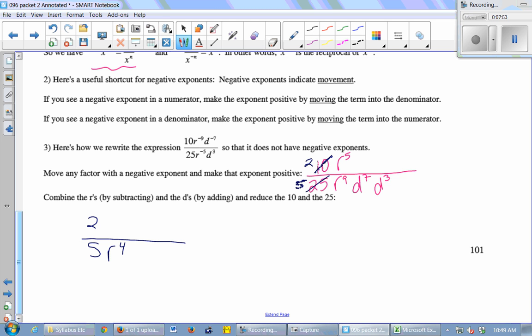And then d to the 7th times d cubed, what is that? D to the 10th, right? Where the rule was when you're multiplying like bases, you can add the exponents. 7 and 3 makes 10. So I've got d to the 10th on the bottom. Any questions there? Okay.